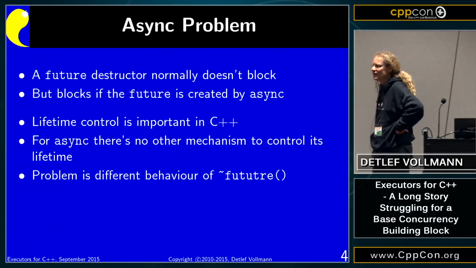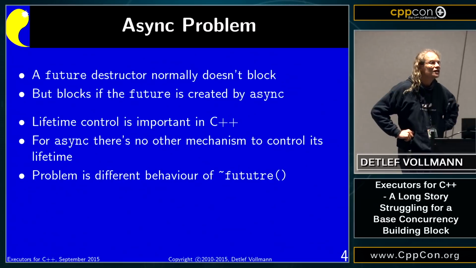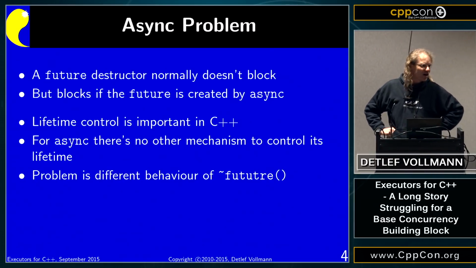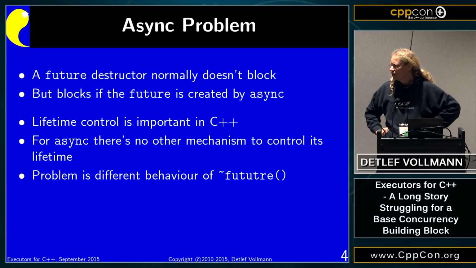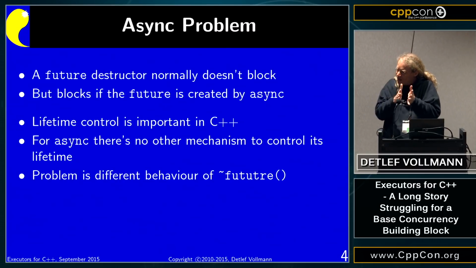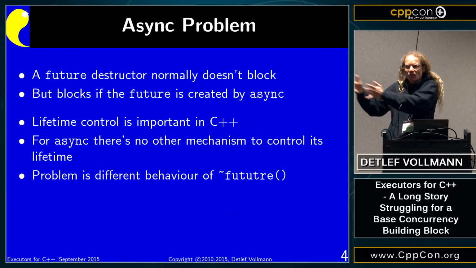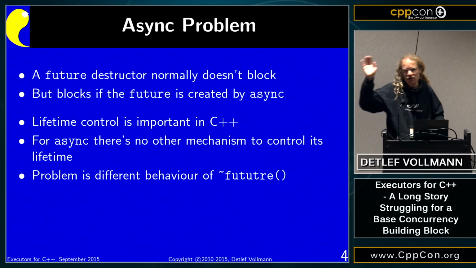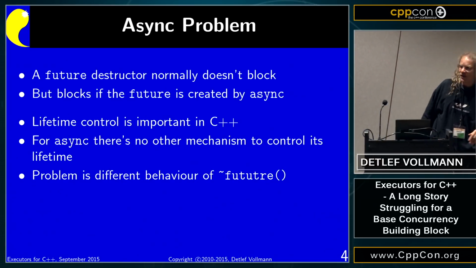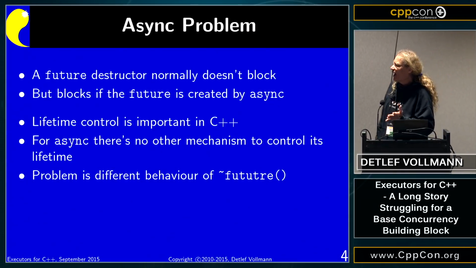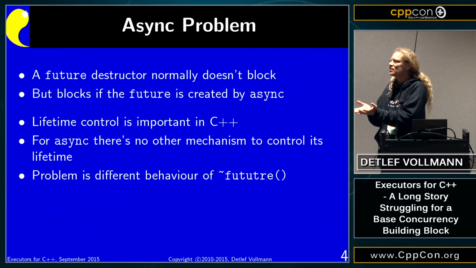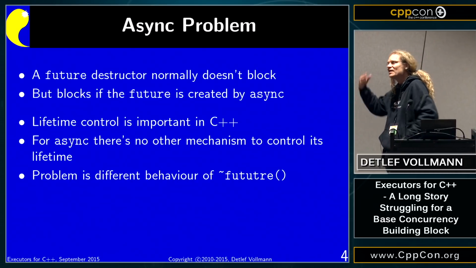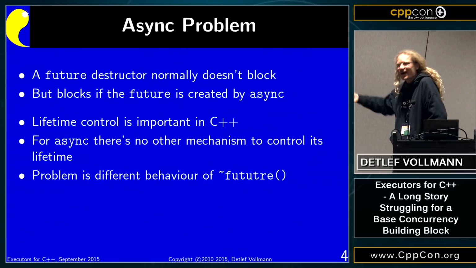And that is actually good, because lifetime control is very important for C++. This is what makes C++ different from all those managed languages like C# or Java or anything else. And the problem with the async is you have absolutely no control about the execution agent that actually runs your task.